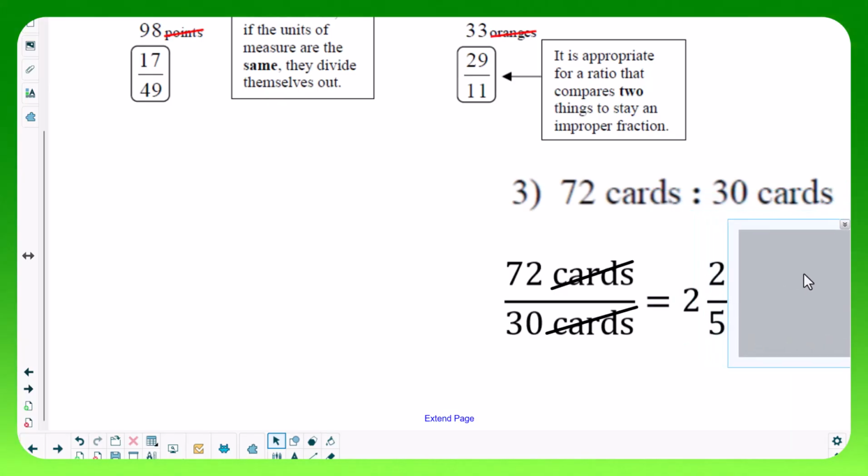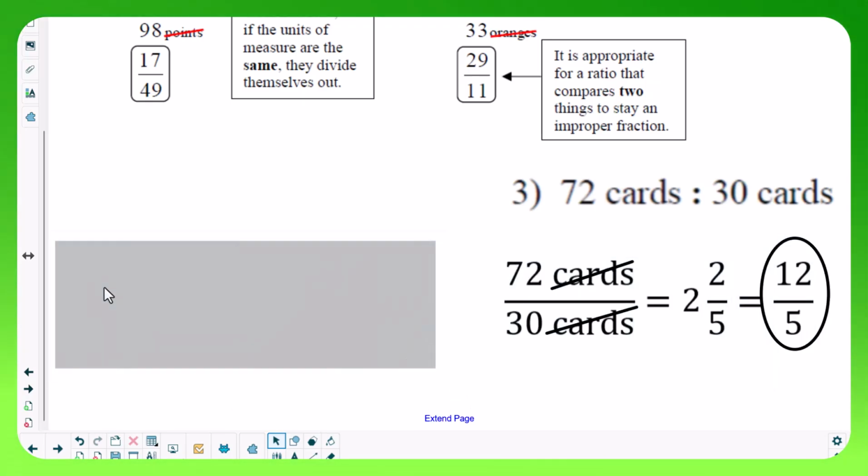Now, we can use our calculators to change that into an improper fraction, or we can do it by hand, and we'll talk about that. But my calculator is going to spit out 2 2/5 as a solution. Now, to convert this into an improper fraction, I take the denominator 5 times the whole number 2, 5 times 2 is 10. I add the numerator, so 10 plus 2 is 12, and then I leave my denominator the same. So this is equivalent or equal to 12 fifths.